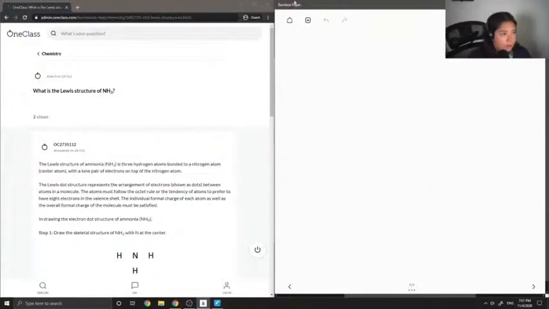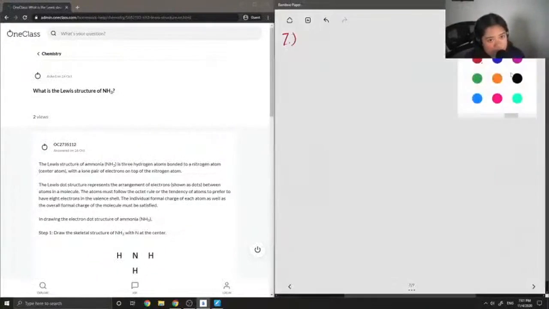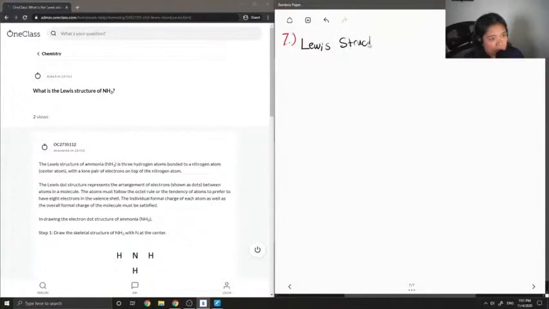Okay, so now let's move on to question number 7. What is the Lewis structure of NH3? Okay, so this is a multi-step question. So I'll just go over it one by one.